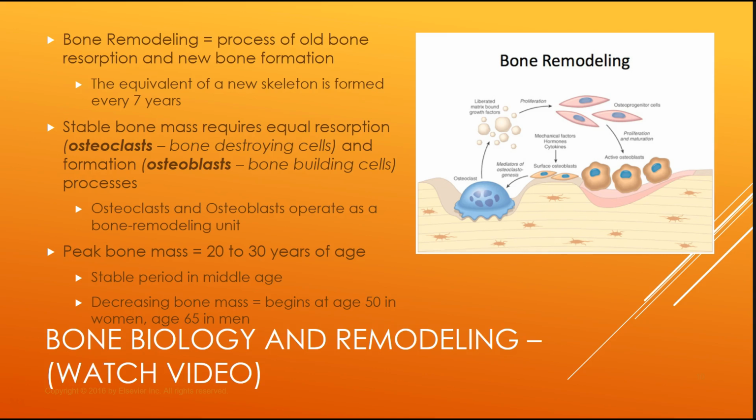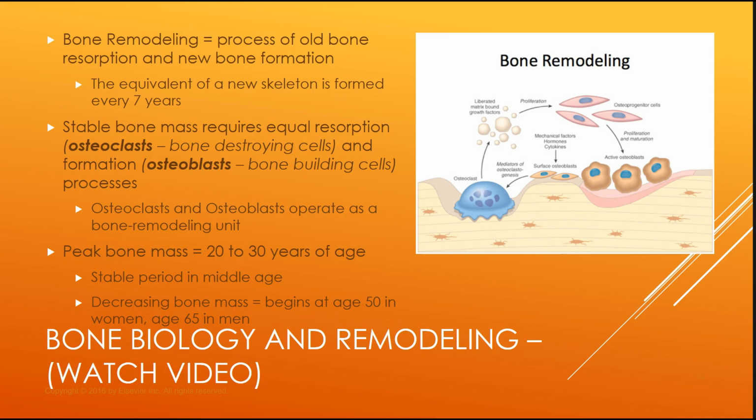So you're always increasing your bone mass from birth as you grow, and you reach a peak bone mass between 20 to 30 years of age. After that peak bone mass has been reached, you have a stable period in your middle age where you don't increase any more bone mass, but you don't decrease either. Your bone remodeling unit of osteoclasts and osteoblasts are evening each other out and keeping stable bone mass. It starts decreasing as you age.